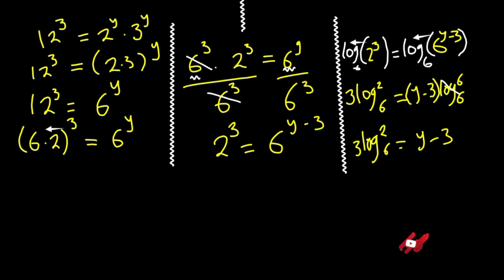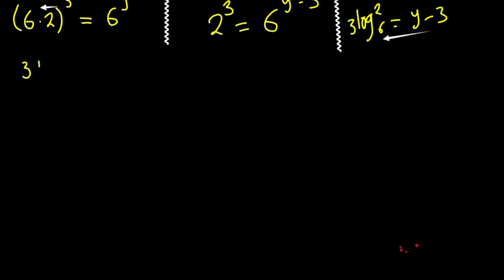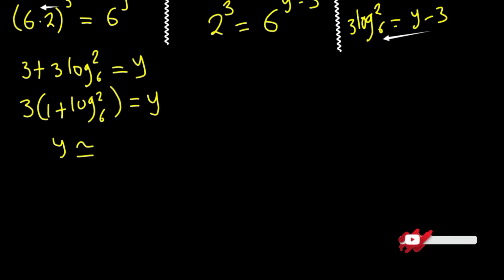Then let's move further to transpose to the other side. And then we're going to have 3 plus 3 log 2 base 6, and that equals y. Then factorize 3 gives us 3 into brackets 1 plus log 2 base 6, and that equals y. Now this is our final answer, but if you want an approximate solution, then using our calculator, 3 times (1 plus log 2 base 6) will give us approximately 4.16056 as our final answer.